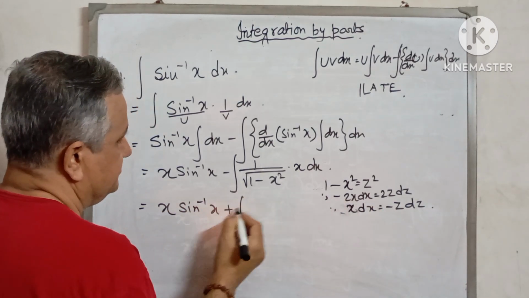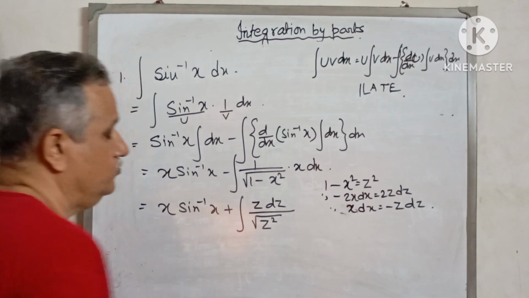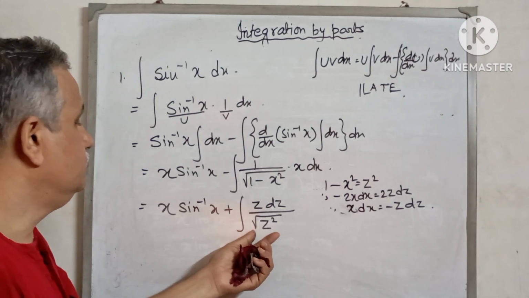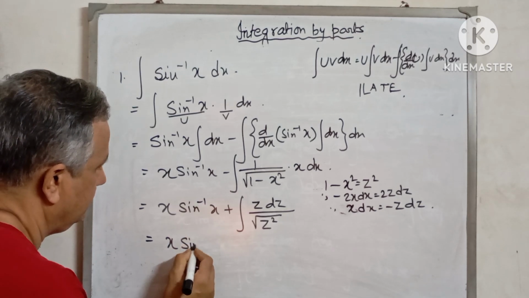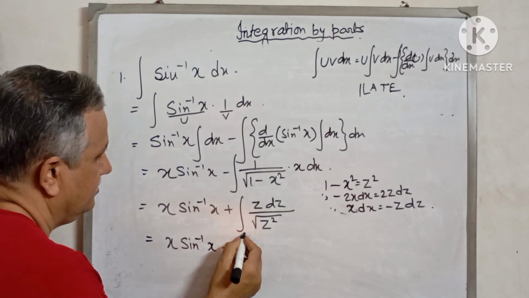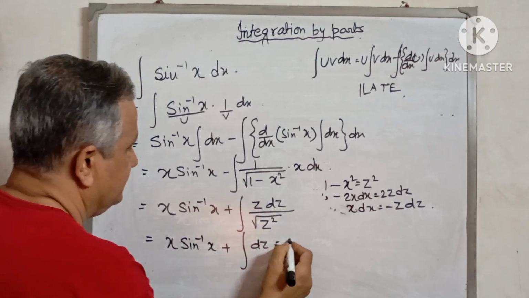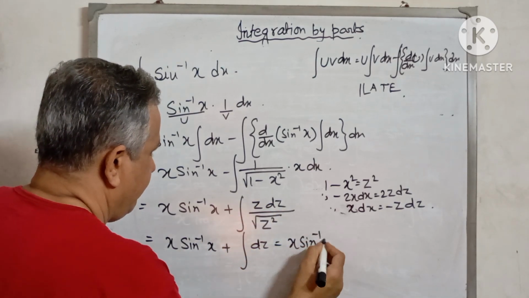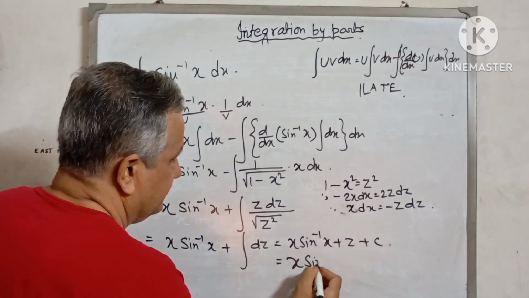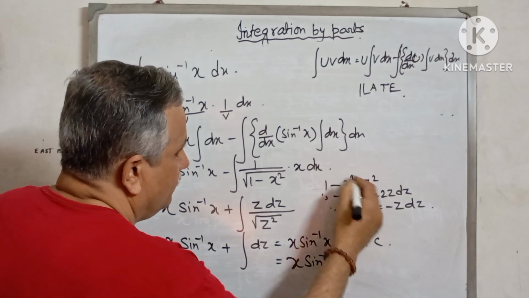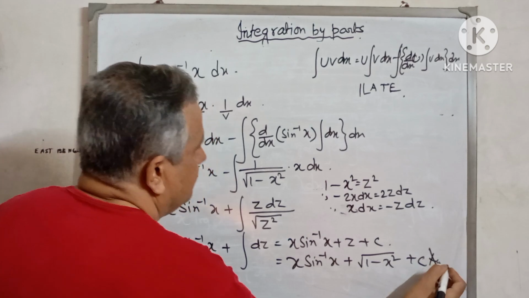x dx is minus z dz by root over z square. So root over z square is only z, z cancels, and it becomes only dz. In the next line, root over z square is only z, z cancels, only dz. That is x sine inverse x plus z plus c. So x sine inverse x, z is root over 1 minus x square, plus c is our answer.